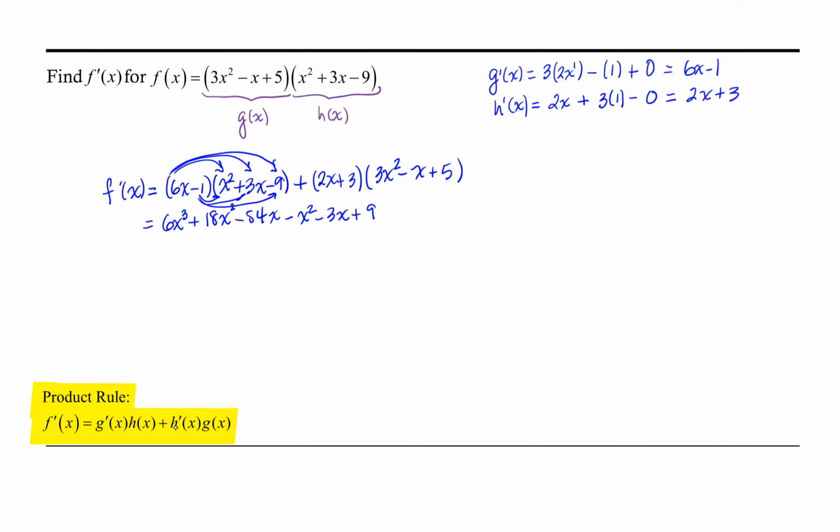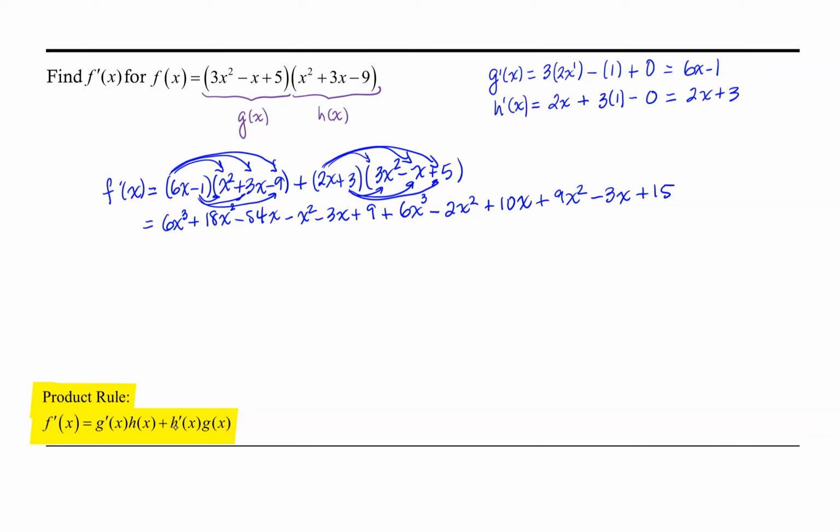Moving on to our second pair of factors, we will get 2x times 3x squared is 6x cubed. 2x times a minus x is minus 2x squared, and then plus a 10x. That's from distributing my 2x into my second factor. And then what remains is to distribute this 3 and then collect up like terms. 3 times 3x squared is going to give us a 9x squared. 3 times a minus x is going to give us minus 3x. And 3 times 5 will give us a plus 15.